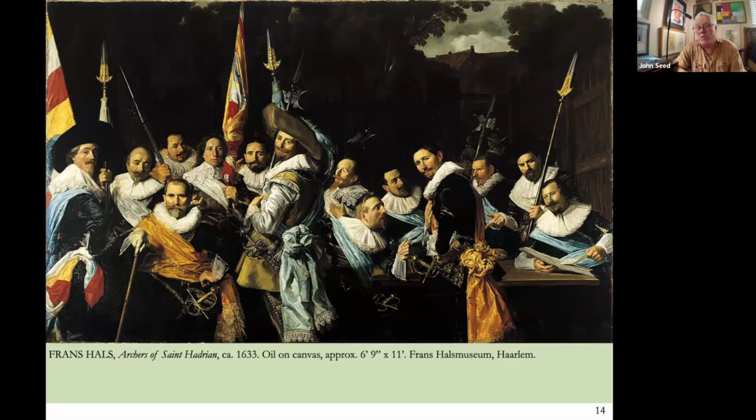But here's what Frans Hals could do when he was in the, we'll call it, Rembrandt zone. Here's a picture of the Archers of St. Hadrian, an archers guild, a military guild. And you know that when a painting like this was made, each archer probably came up with a good sum of money, maybe the equivalent of a couple of $1,000s or more in our money. And Hals had to be sure that he captured each one of them in a way that they'd feel like they'd spent their money well.